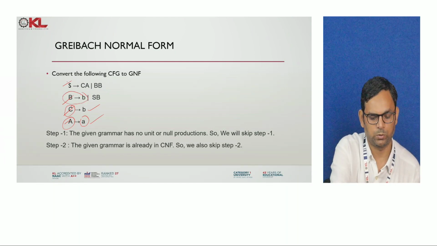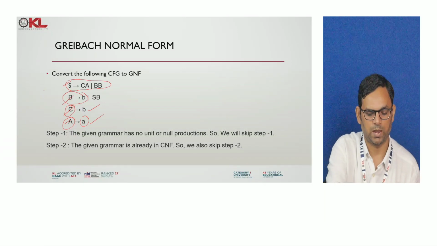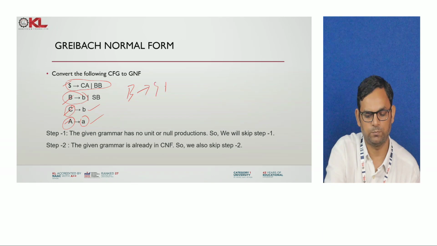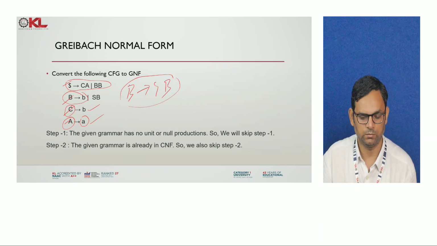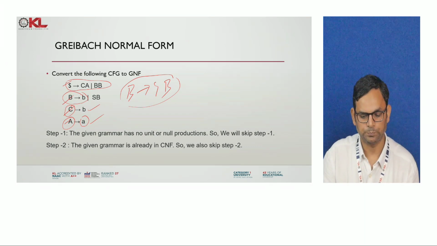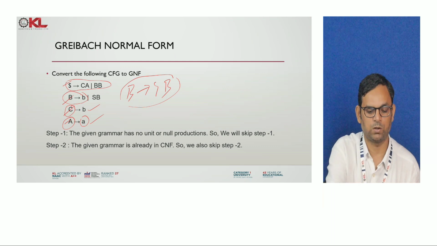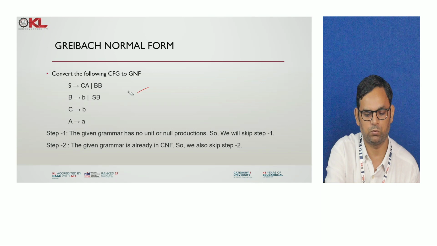But look at this, S tends to CA or BB and B tends to SB. These productions are not in GNF form, they don't satisfy the GNF properties. So how to convert that? How to convert these productions, or the given grammar, into GNF?